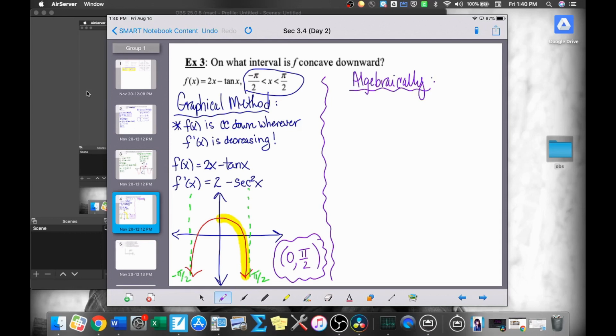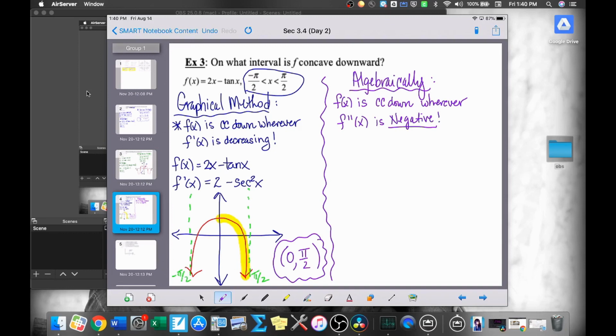And algebraically, we could say that f of x is concave down wherever f prime prime, so second derivative of x, or of f of x, is negative. So let's write that down. F of x is concave down wherever f prime prime of x is negative. Which means that I'm going to have to find my second derivative.